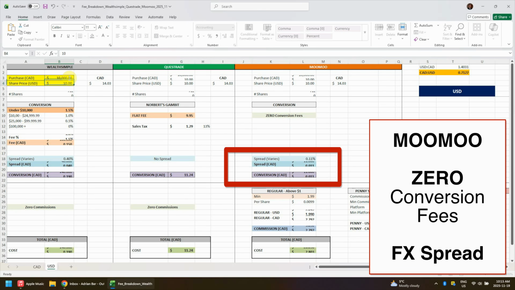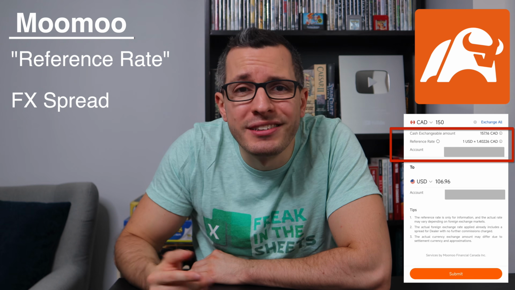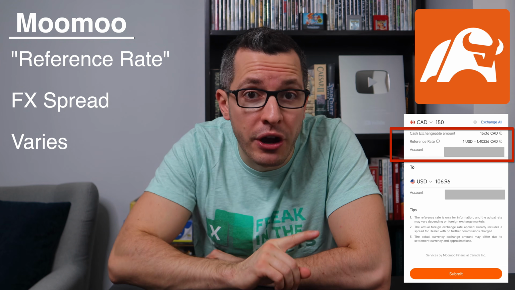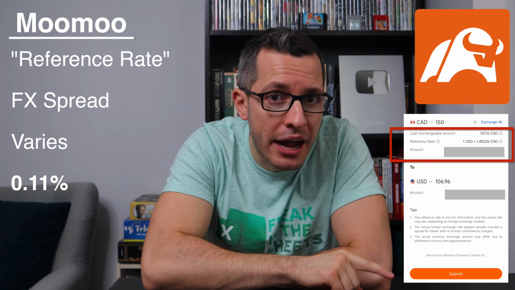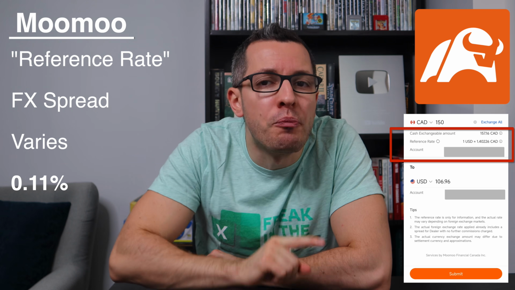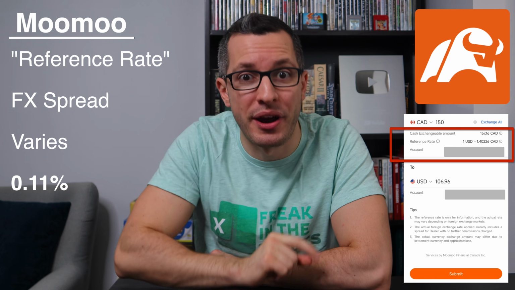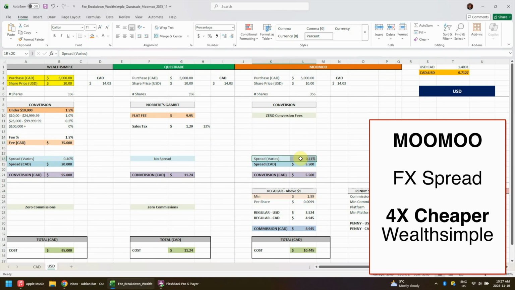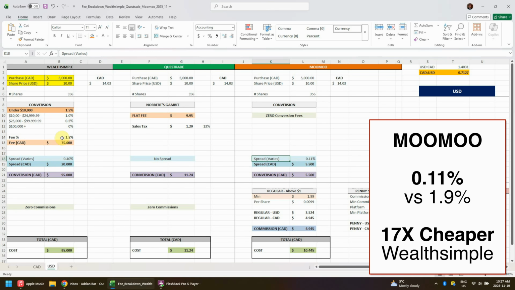That's amazing, but just like Wealthsimple, there is a spread. With Moomoo, they call it their reference rate. It also varies every day, but based on my calculations, it's about 0.11%. That's incredible. On spread alone, Moomoo is almost 4 times cheaper than Wealthsimple. Once you add in their 1.5% conversion fee, Moomoo is 17 times cheaper to convert. I encourage you to try it. Convert $100 with Wealthsimple versus Moomoo, and you'll see the difference.